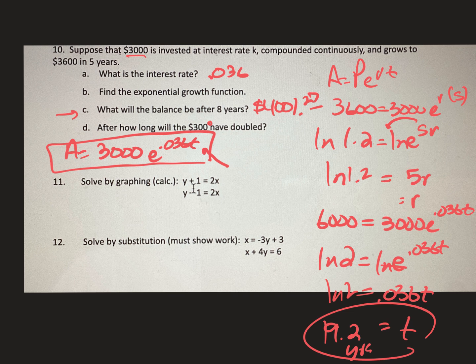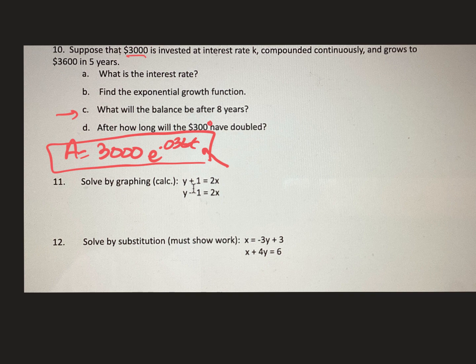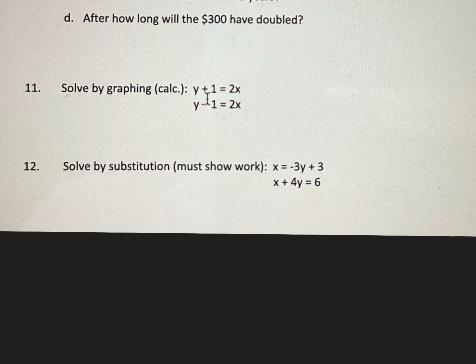Number 11. Let's see here. Okay, number 11, solve by graphing. So what you need to do on this one is get y by itself so you can punch it in your calculator. So that first equation, if I move the 1 over, I'm getting 2x minus 1. This one, if I move the 1 over, I'm getting 2x plus 1. Now, one thing I know already is those two slopes are the same. And remember, if slopes are the same, that means they're parallel.